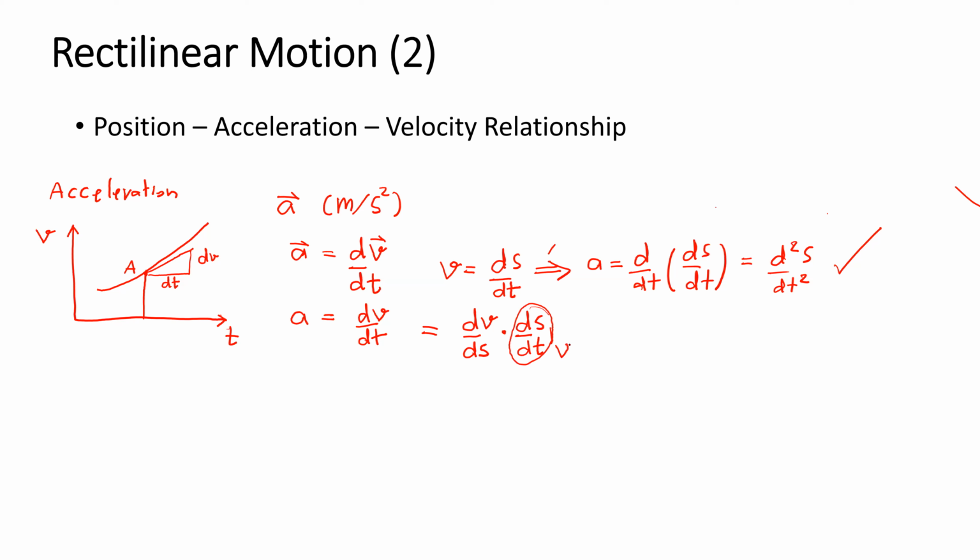This is velocity, and you can rewrite this equation as a ds equal to v dv. Many times you can solve the problem by using this relationship. We will see the advantage of using this relationship in our example.